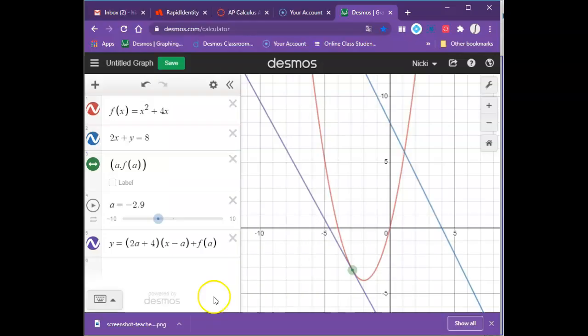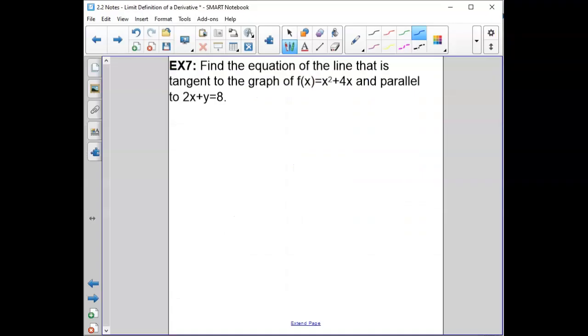If you'll remember from Math 1, parallel lines have the same slope. So the first thing I want to do is find the slope of this line. All I've got to do for that is solve this equation for y, which means I'm going to have negative 2x plus 8. And so my slope has to equal negative 2 here. So that's the slope of our tangent line. Well, the slope of our tangent line has to equal the derivative.